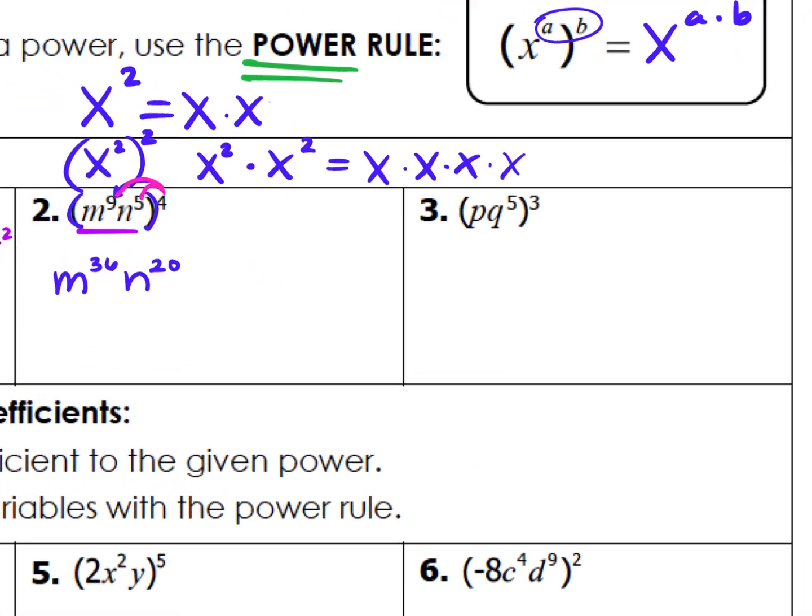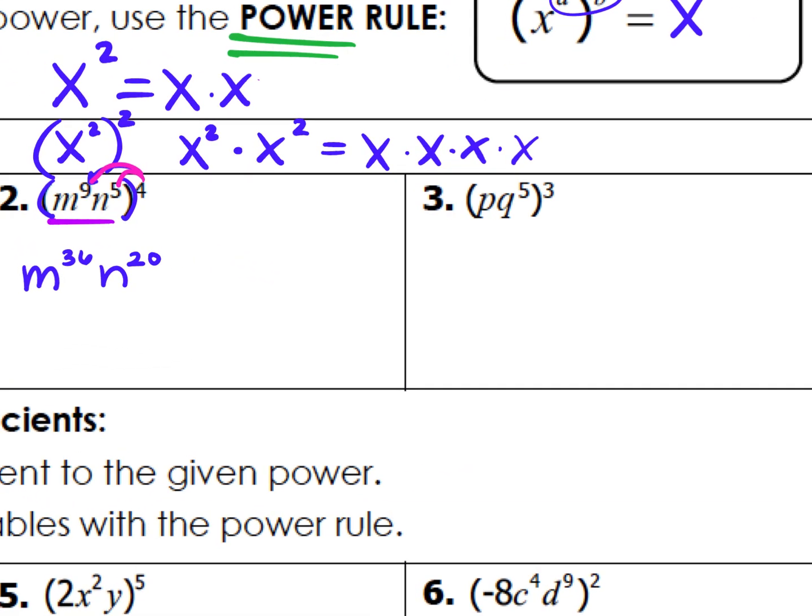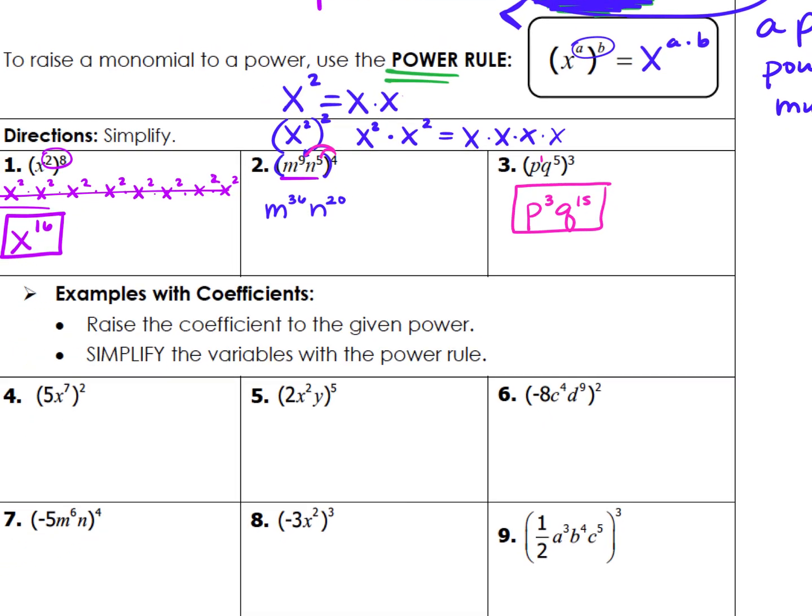Okay, so look at number 3. P Q to the 5th in parentheses taken to the 3rd power. That becomes P to what power? P to the 3rd, because that's like P to the 1st times the 3 is P to the 3rd. And then Q to what power? 15. The 15th. Okay, when it's a power to a power, you multiply the powers. Okay. Questions on that?